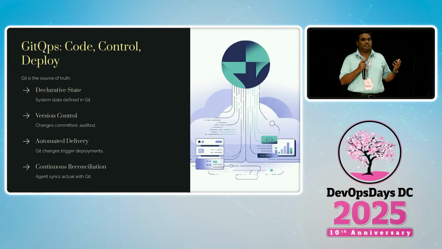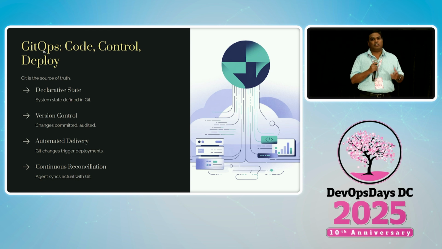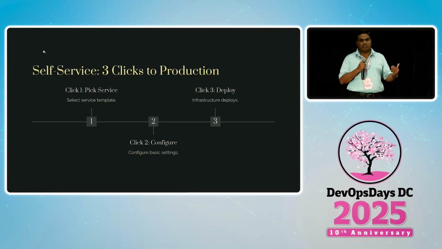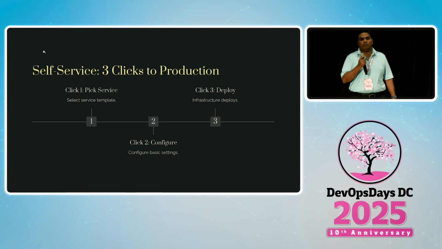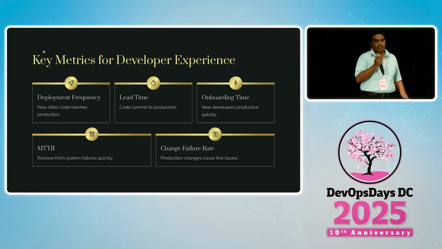All the code, whether it's apps or even scripts, is encoded in Git. And whenever version control is done, it will be moved back to this. Coming to self-service, we have a three-click path to production: pick a service, configure it, and deploy it. It will be much easier. So that's one of the best ways to use PlatformOps using the key portals.